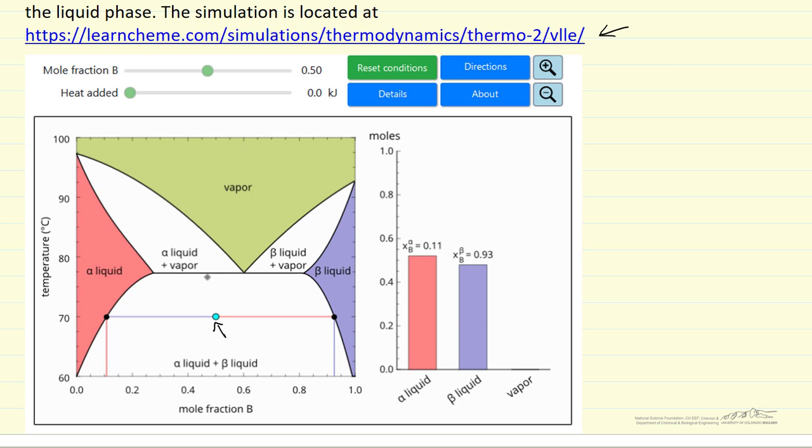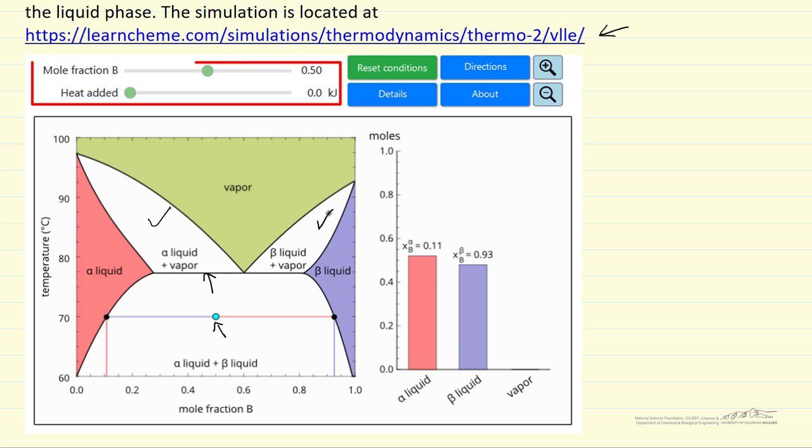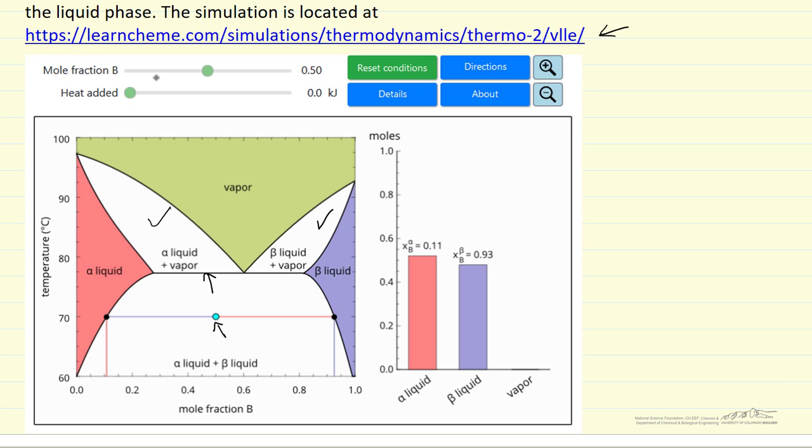So at this temperature, 77 degrees C, we can have all three phases: the alpha phase, beta phase, and vapor. And then, of course, at the higher temperatures, we have all vapor. This region corresponds to the alpha liquid in equilibrium with vapor, and this region, the beta liquid in equilibrium with vapor. So the simulation allows us to move the point on the temperature mole fraction diagram by adding heat or by changing the mole fraction of B, the overall mole fraction.